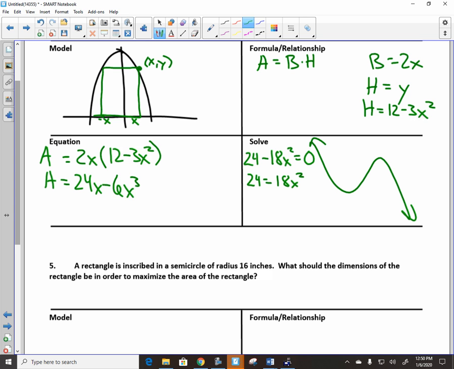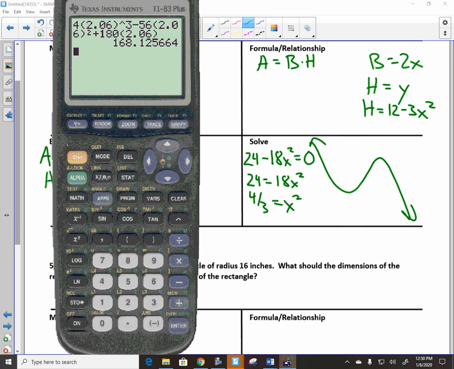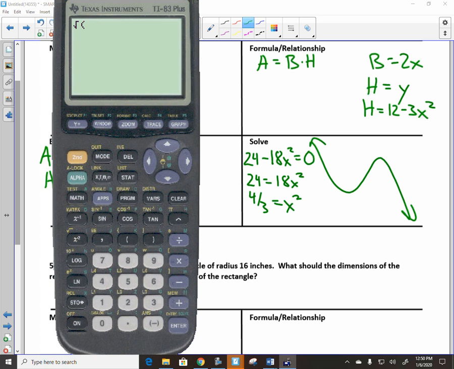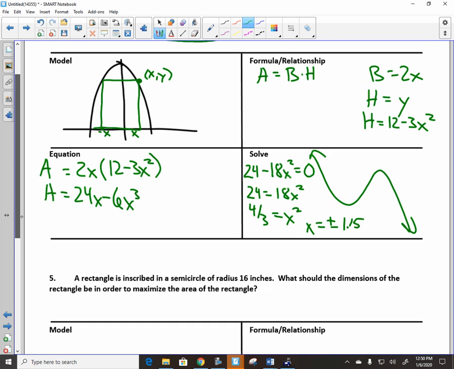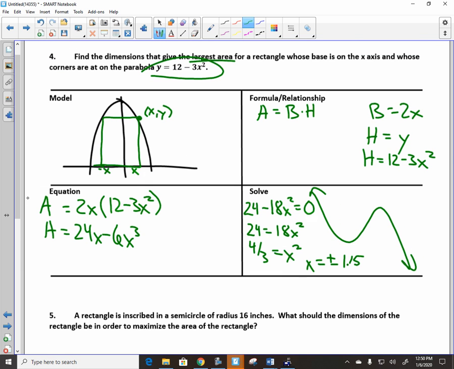24 over 18. 4 over 3 is equal to x squared, so we square root. 2 roots of 3 over 3. We'll get a decimal here as well. 4 divided by 3, square root, 1.15. Plus or minus. Which one do we want? The positive one. So what's the question asked?